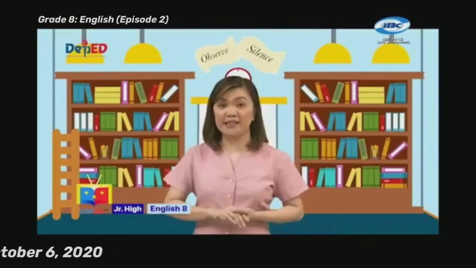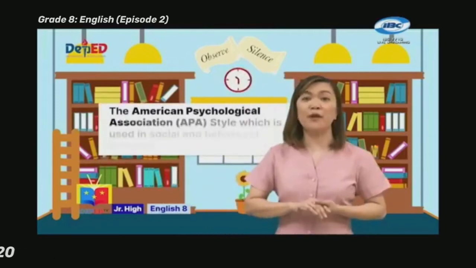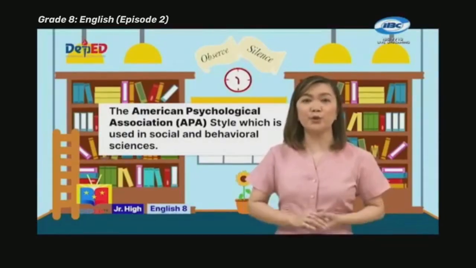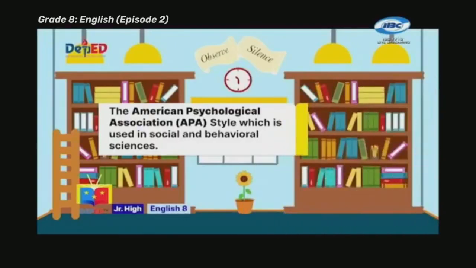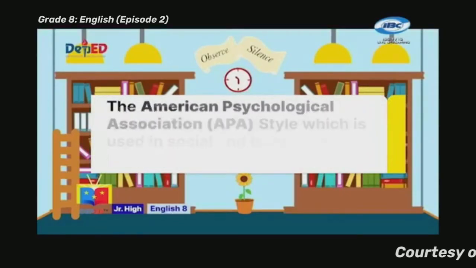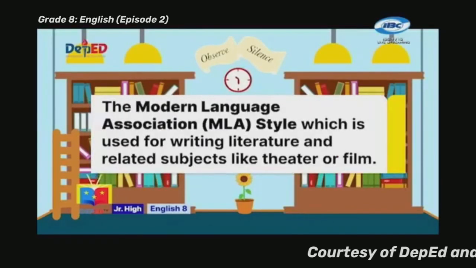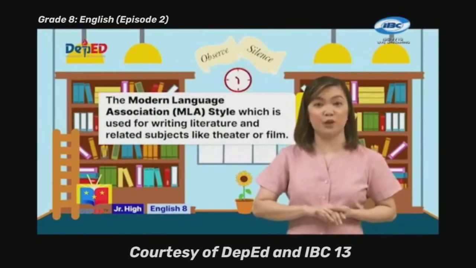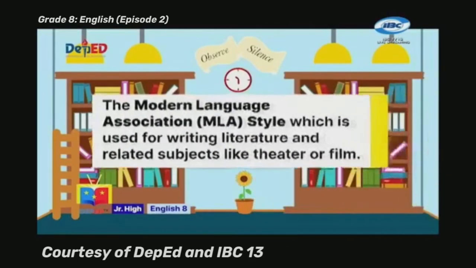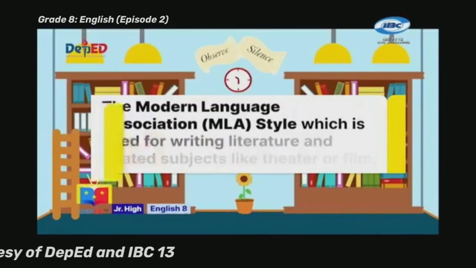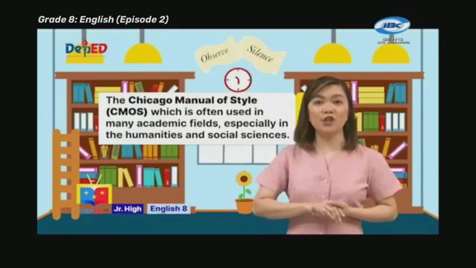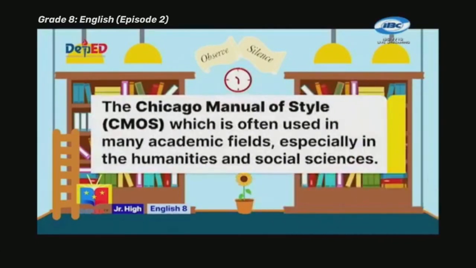Basically, there are various ways in citing sources. First, we have the American Psychological Association or APA style, which is used in social and behavioral sciences. Second, we have the Modern Language Association or MLA style, which is used for writing papers on literature and related subjects like theater or film. And lastly, we have the Chicago Manual of Style or CMOS, which is often used in many academic fields, especially in the humanities and social sciences.